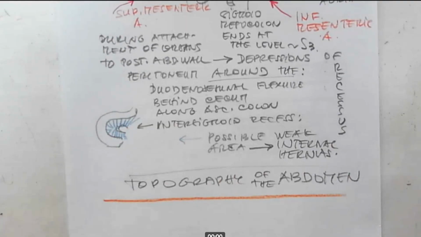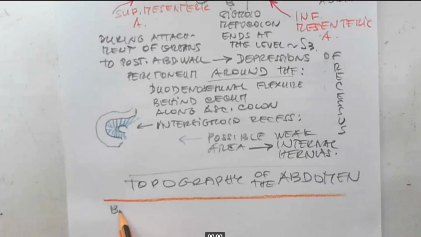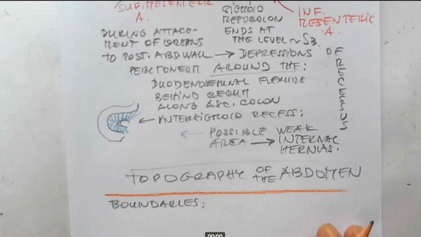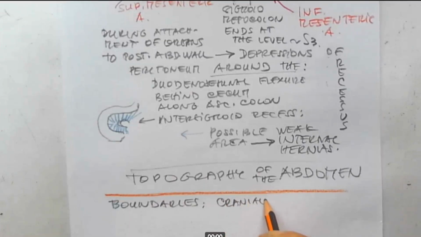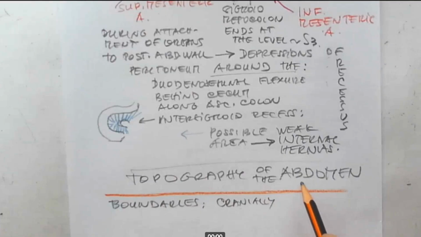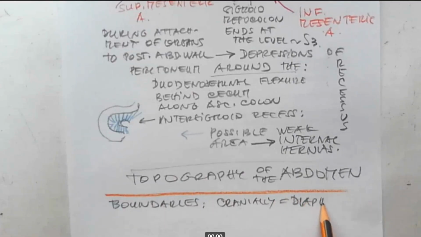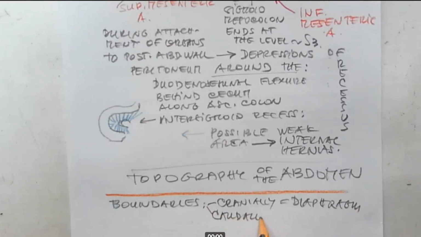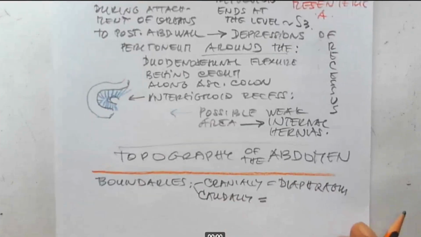So we have to start, of course, by defining the boundaries. This is not complicated. Cranially, against the thorax, is the diaphragm. Easy. Cranially the diaphragm, and inferiorly, caudally, means the pelvic cavity.